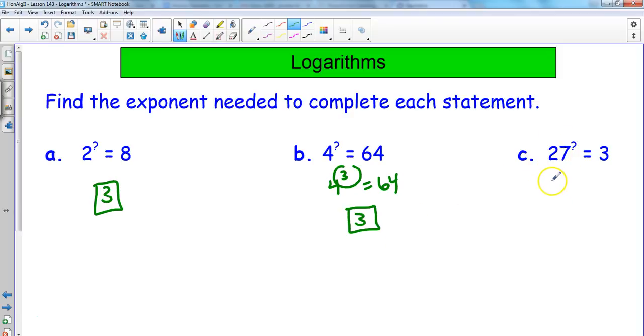This one here is 27 to what power equals 3. Now we're reducing. Anytime you raise a number to a power and you get something that's less, we know we're going to have an exponent less than 1. So let's think about this for a second. 27 to the 1/3, or the cube root, is going to be equal to 3, and therefore our exponent is 1/3. So that's our answer. Again, just keep in mind, all we're looking for is an exponent that's needed to complete these statements.